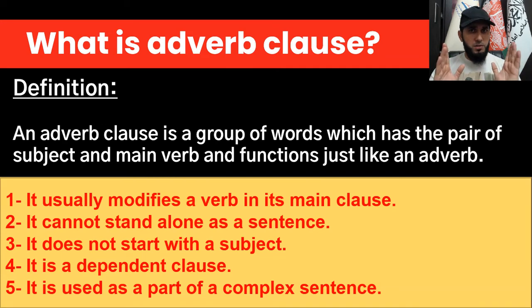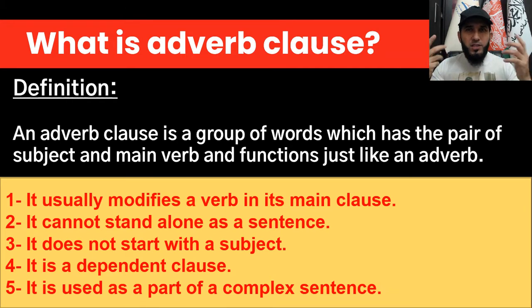So now I want you to listen carefully to these 5 important points before we go to the next slide. Point number 1. It usually modifies a verb in its main clause. That's what I just said. Number 2, it cannot stand alone as a sentence. I will further explain all of these points, okay? Number 3, it does not start with a subject. This is how you can recognize an adverb clause. I mean, there's a main clause and there's a dependent clause. So an adverb clause is a dependent clause.